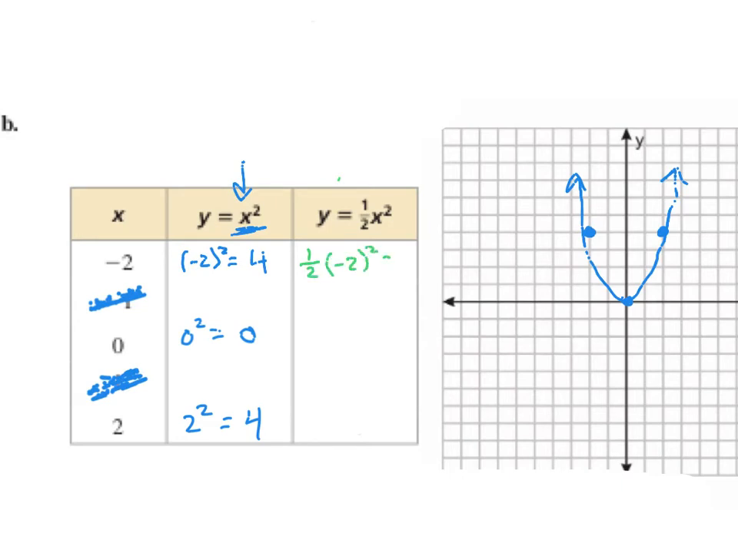One half times 0 squared is 0. And then we have 1/2 times 2 squared, which is 2. So we're going to go to the right 2 and up 2. So our graph is going to look like this. So it's just a little bit wider than it was with our parent function. And we said that this is a vertical shrink.